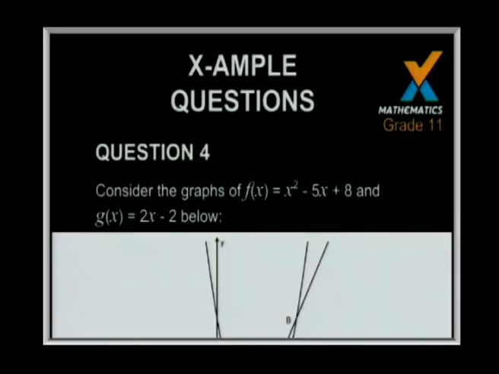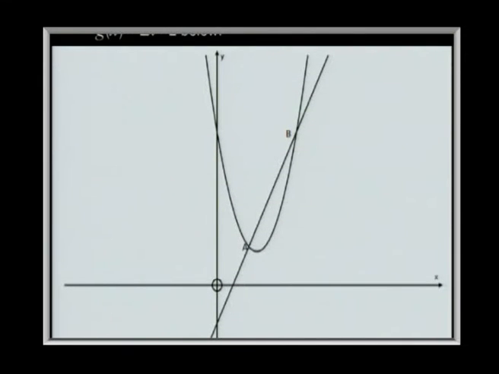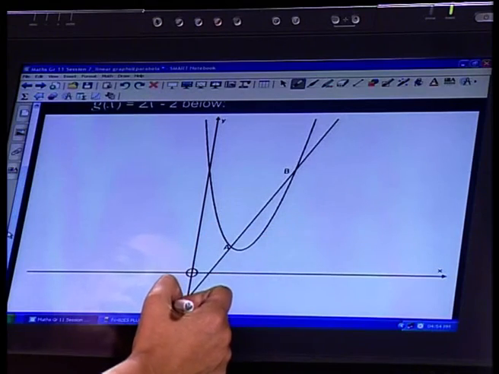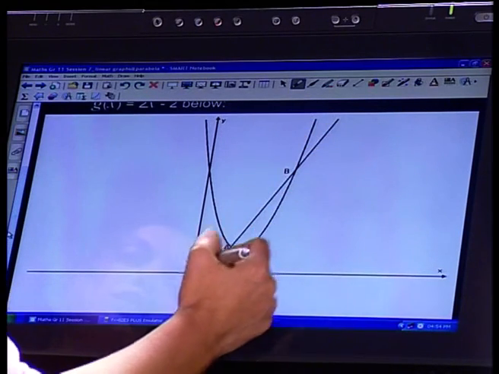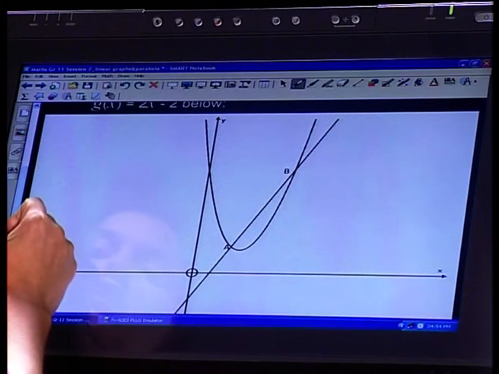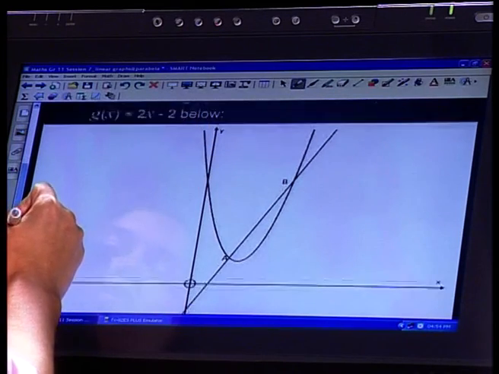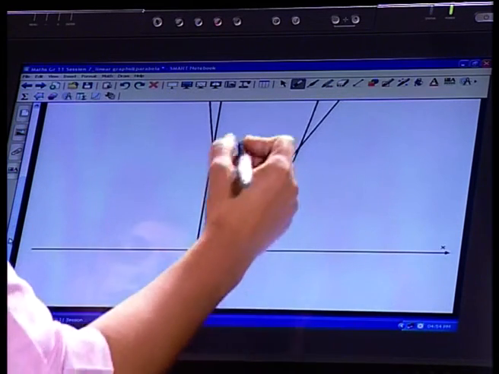Let's go back to the question and see if we're correct. And there we go. Our f of x is giving us a good smile, and our g of x is a line. Looking at this, we can see that our gradient is positive because it's moving upwards. And if we look at the formula, 2x minus 2, what is this point over here?